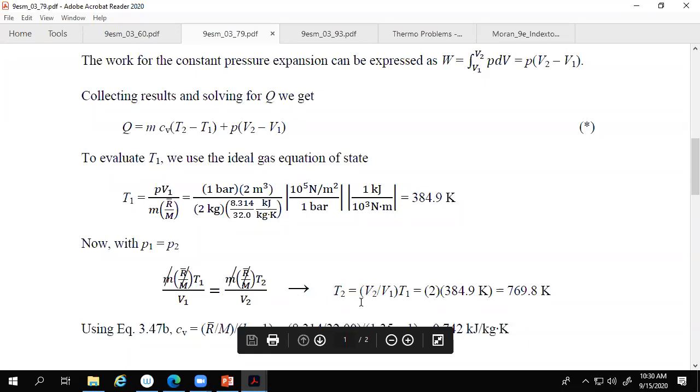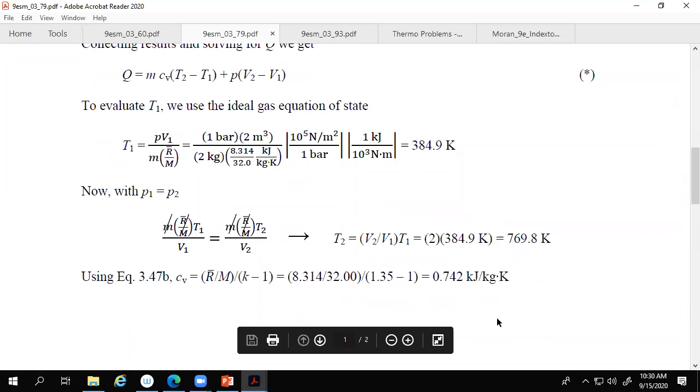And it turns out that, yeah, the ratio of volumes, we know V2 is twice V1. So that means the temperature is going to be twice at state 2. So it winds up 2 times this is 769.8. So now we got T1, we got T2.